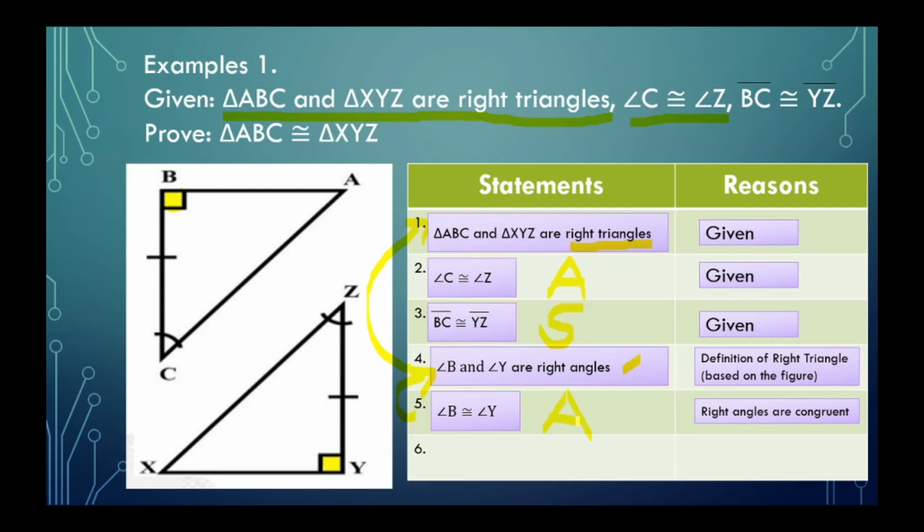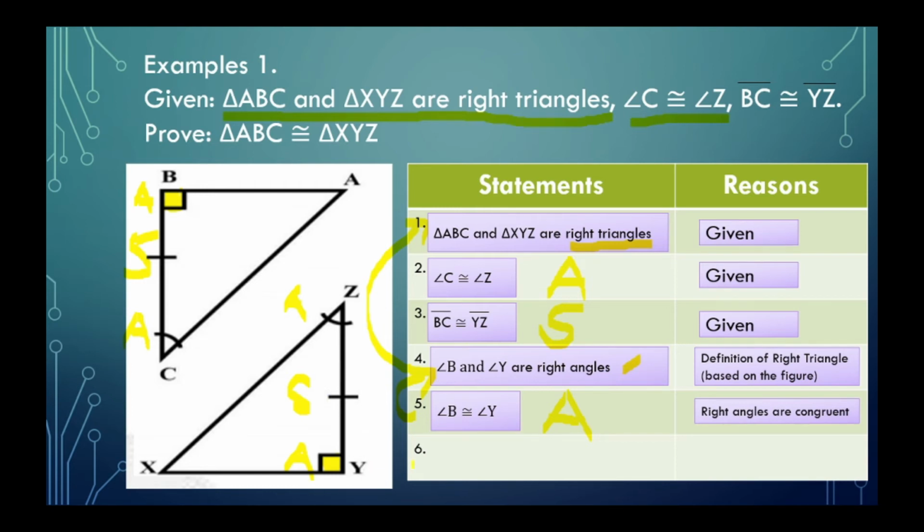Okay? So, based from this, meron na tayo na form na ASA. Tingnan natin doon sa figure. This is an angle. Okay? This is the included side. And this is another angle. Same with the other triangle. We have here an angle, an included side, and another angle. Therefore, naka-form na tayo ng ASA or ASA congruence postulate.